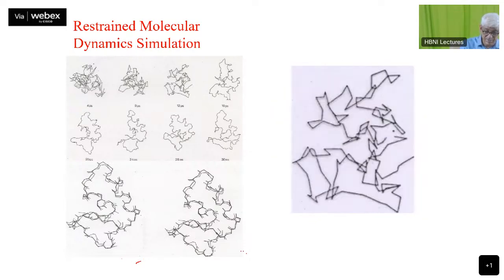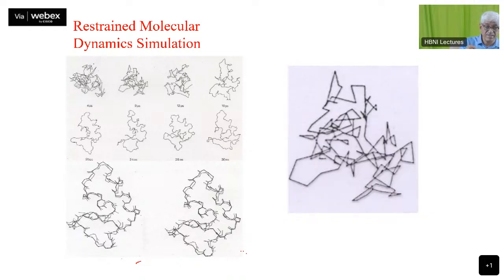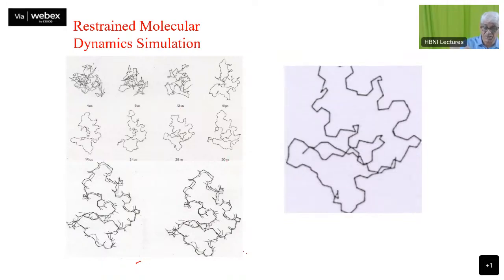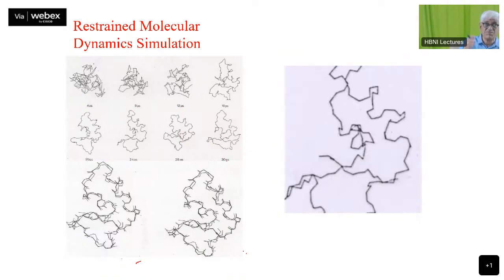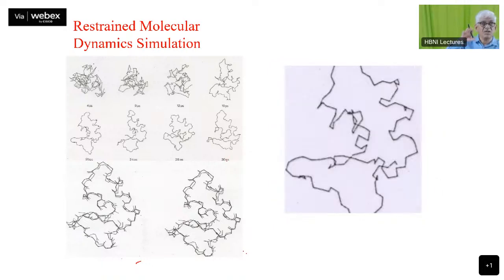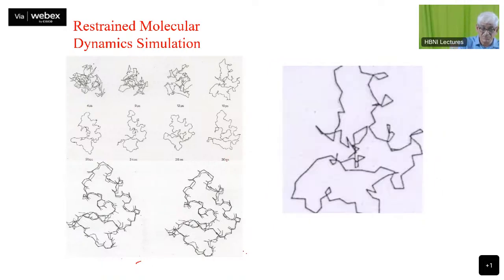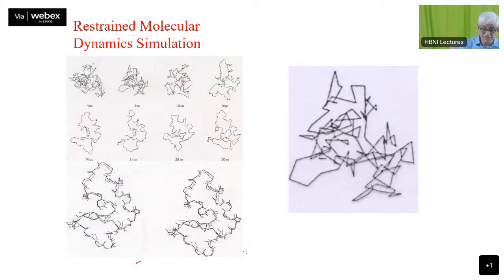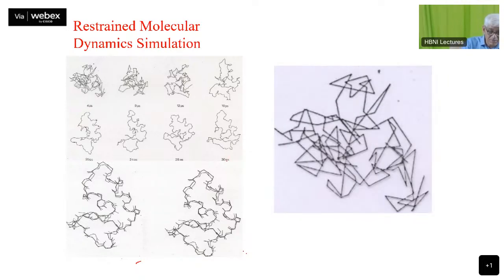This is the stereo picture of the two, and these are the intermediate ones, at 4 picoseconds, 8 picoseconds, 12 picoseconds, and up to 30 picoseconds it is shown. By 30 picoseconds of cooling in the molecular dynamics simulation, the protein has folded into a reasonably native structure. Okay, this is what we get. And you see multiple overlays here.